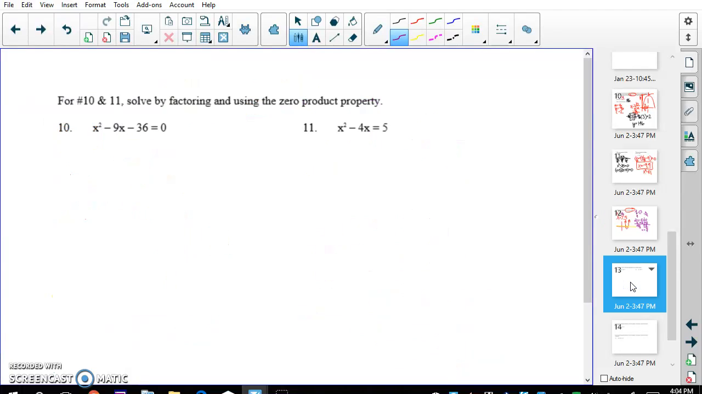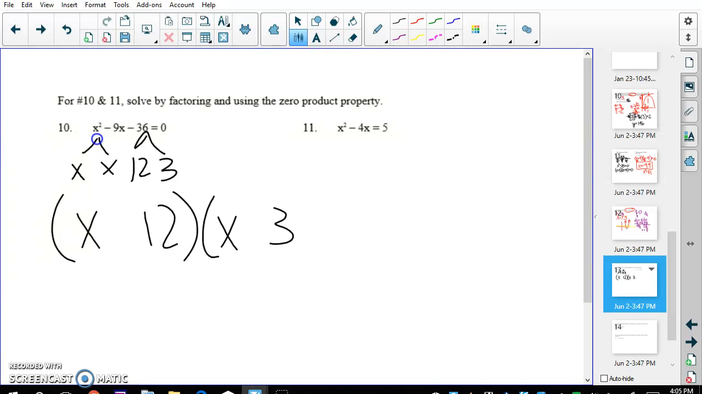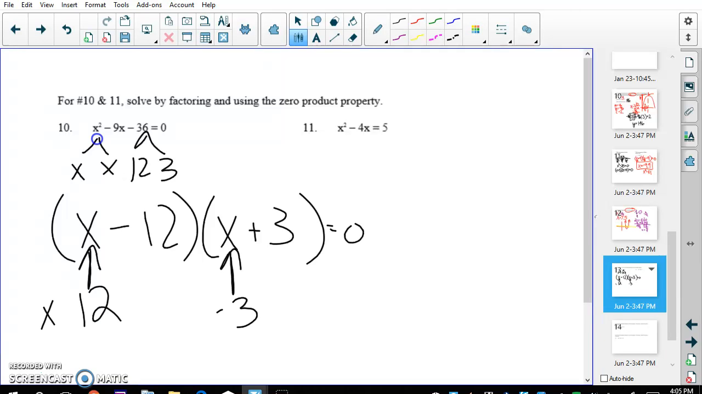All right, this one solved by factoring and then using the zero property. So what that means is this one you've got to actually factor it on your own first. What multiplies to give you negative 36 adds to give you negative 9? I think 12 and 3. So x and 12, x and 3. One has to be positive, one has to be negative, equals 0. But that's not my answer. My answer is positive 12 over 1 and negative 3 over 1. Okay, so those are my two answers.